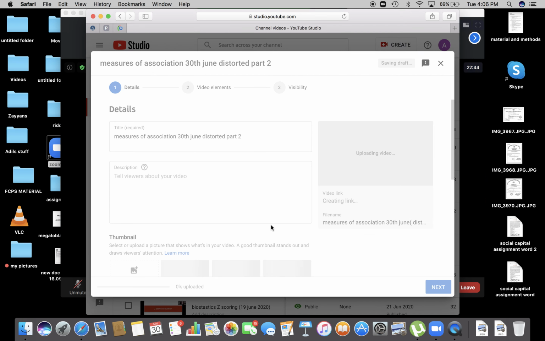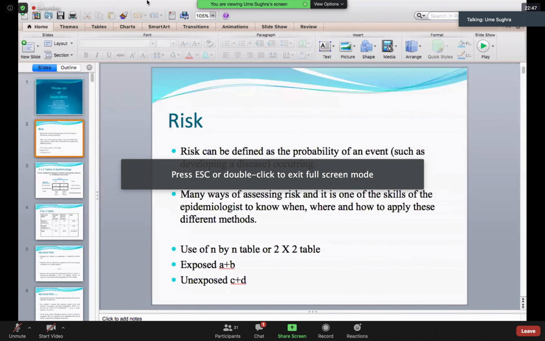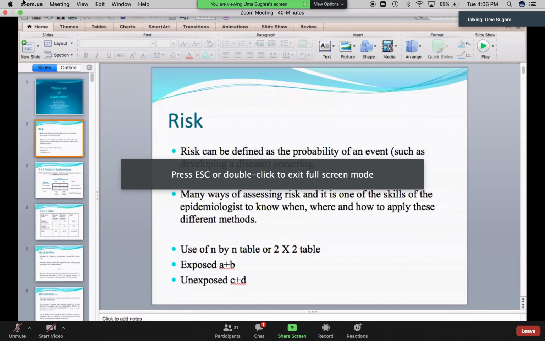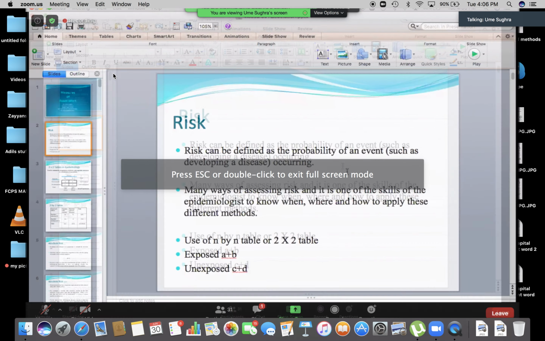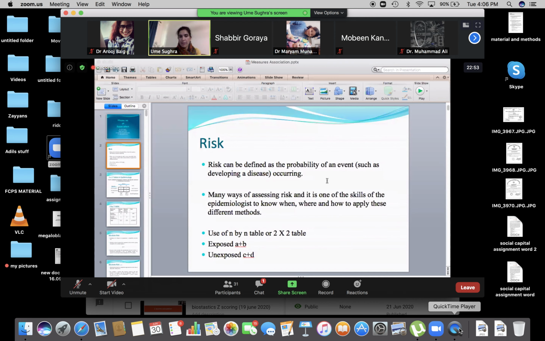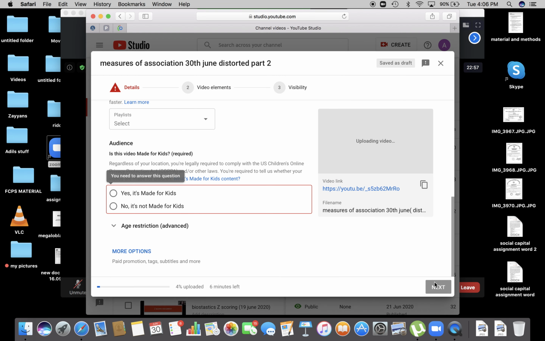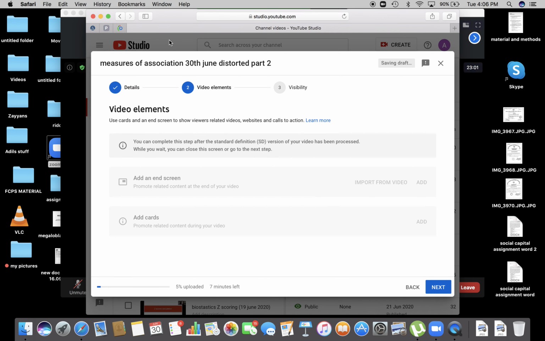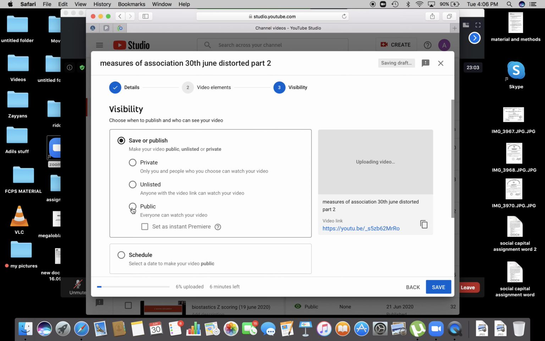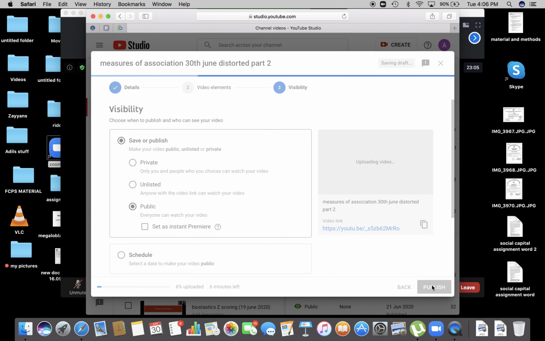screen. Okay? Now the risk is basically that we have already seen that it's a 2 by 2 table, and A plus B, they are the exposed ones and unexposed, they are C plus D. So I was just asking you, can you give me any example for this exposure or non-exposed or unexposed?